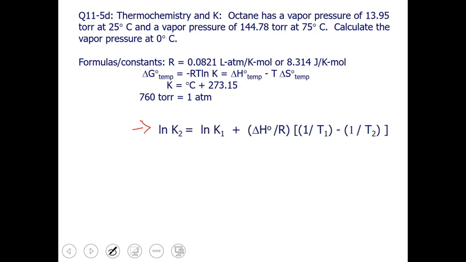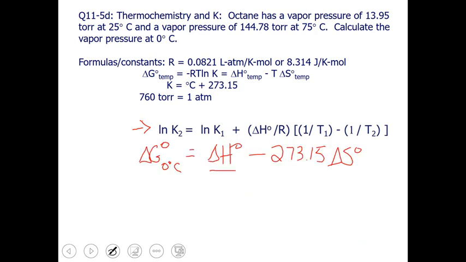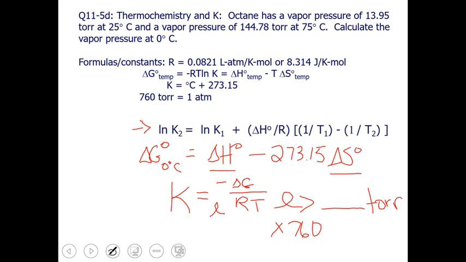This equation is not the only way to answer question D. You could, now that you know the values of delta H naught and delta S naught, calculate the value of delta G naught at 0 degrees Celsius, and then calculate your equilibrium constant as e raised to the minus delta G divided by RT, and then multiply by 760 to convert it to torr.